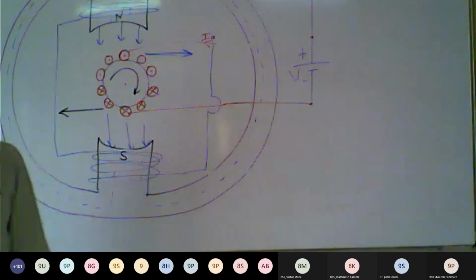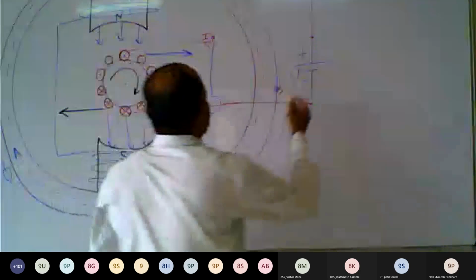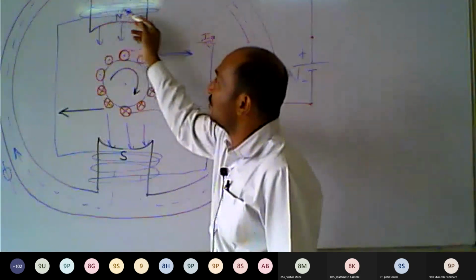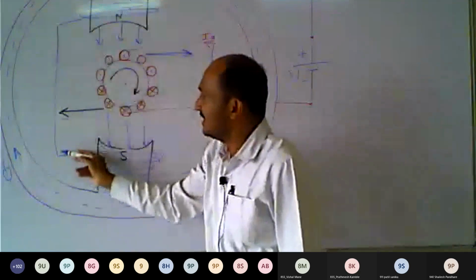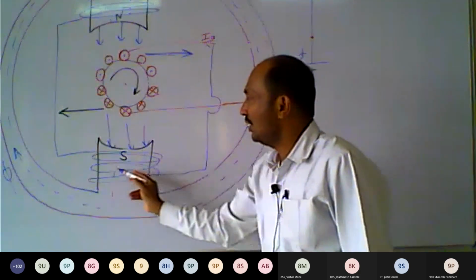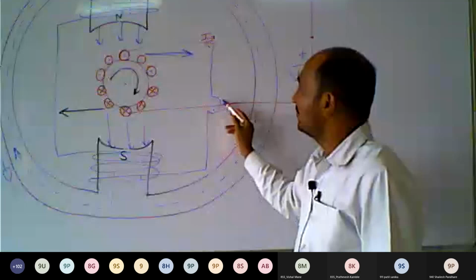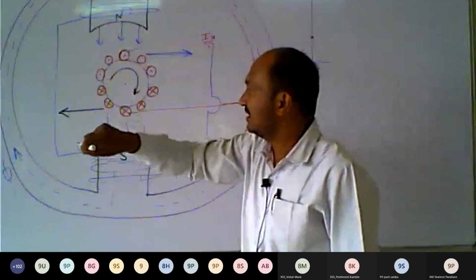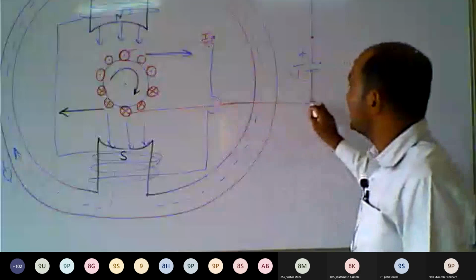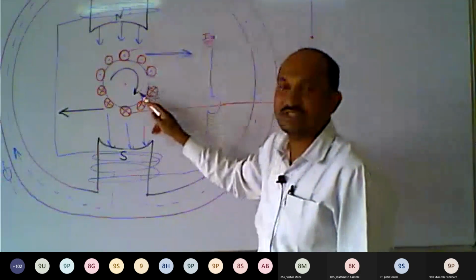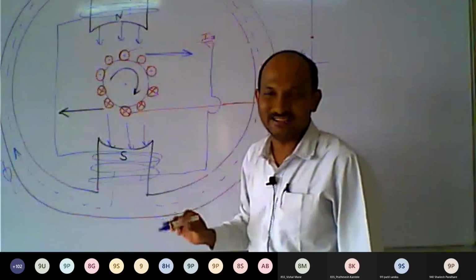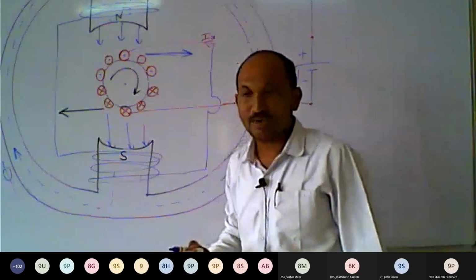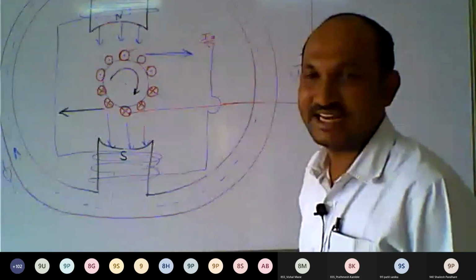So such type of motor is called a series motor, because here you can see, due to this voltage source, current will flow. That current will flow through this field winding, the upper field winding, then through the lower field winding. The same amount of current will flow through the armature conductor, and the current will return here. So this field winding and armature winding are connected in series, because the same amount of current flows through the field winding and armature winding. So such type of motors are called series motors.